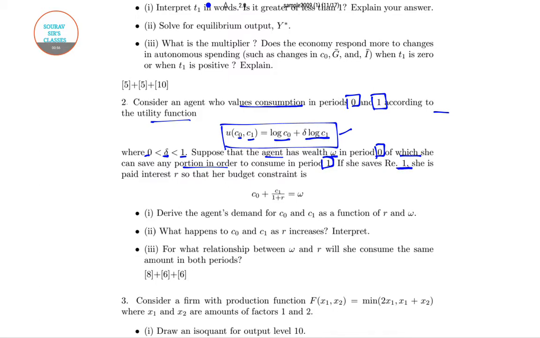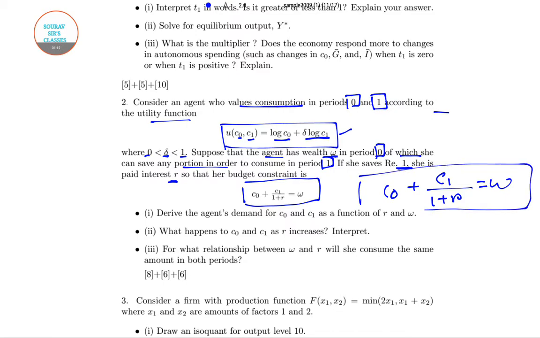Now if she saves rupees 1, she is paid interest r, so that her budget constraint is given by C0 + C1/(1+r) = W. Now we have to derive the agent's demand for C0 and C1 as a function of r, which is the interest rate, and W, which is wealth.